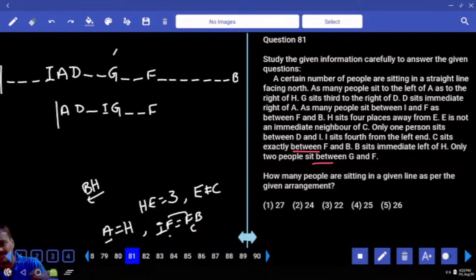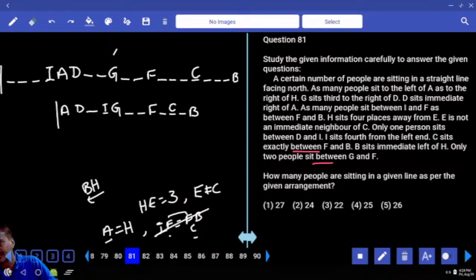Now F is exactly between I and B. Then 1, 2, 3, 4, 5, 6, 7. Now here I and F how many? 3 people. F and B how many? 3 people. Then now C is exactly between F and B. C is here. C is exactly between F and B.